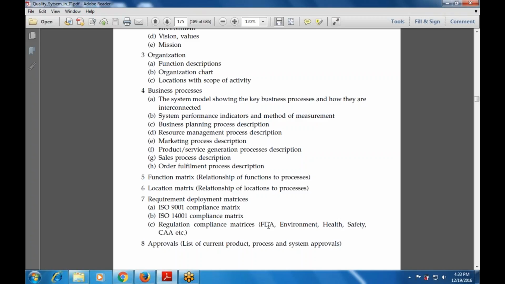Then the next one is the requirement deployment matrices.